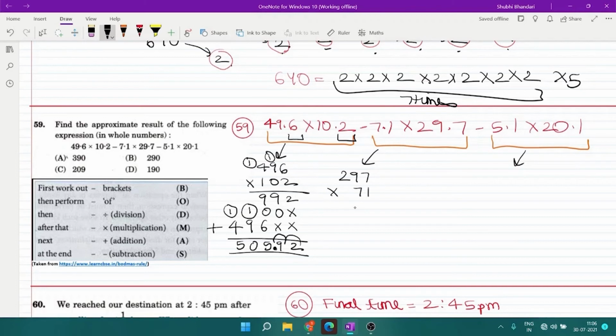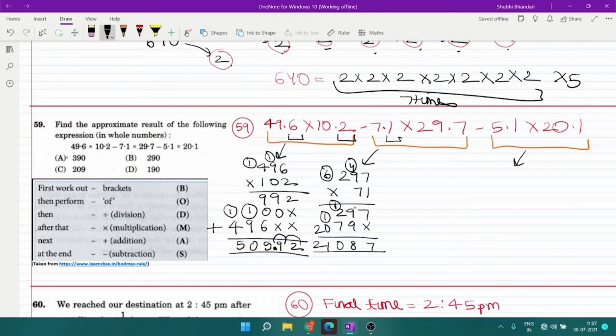297 into 7, 1. 297, 7 into 7 is 49, 4 carry forward. 9 into 7, 63, plus 4, 67. 2 into 7, 14, plus 6, 20. 7, 9 plus 9 is 18, 7 plus 2 plus 1 is 10, 0 plus 1, 1 and 2.